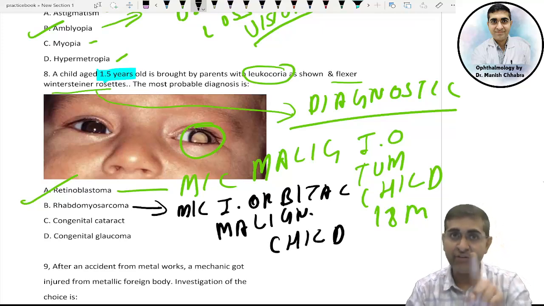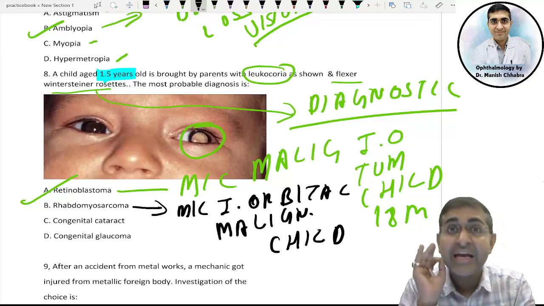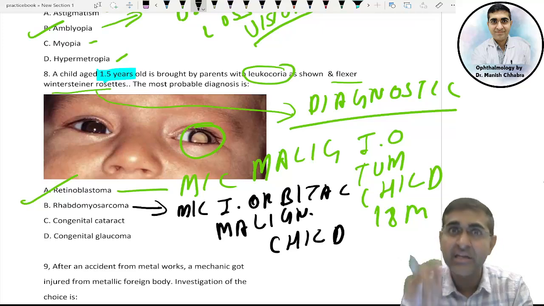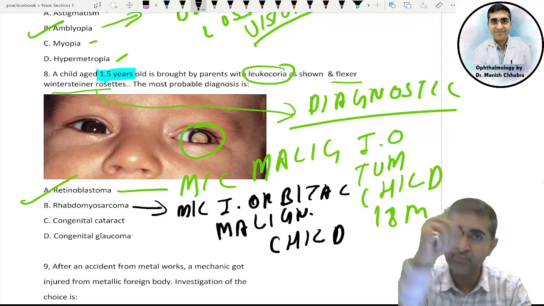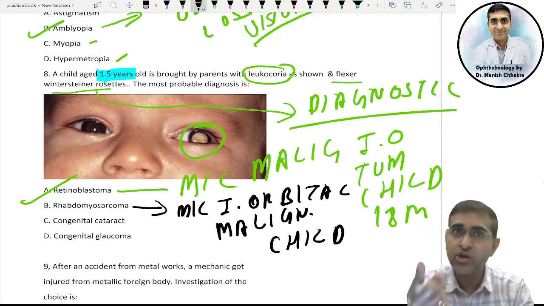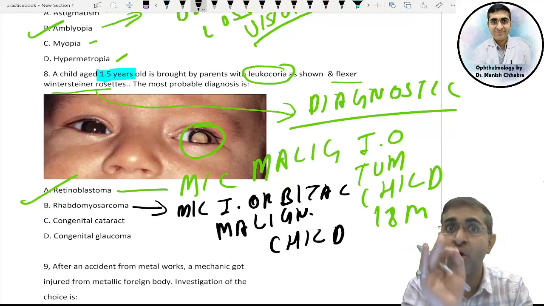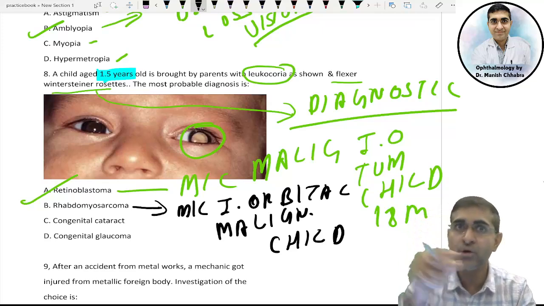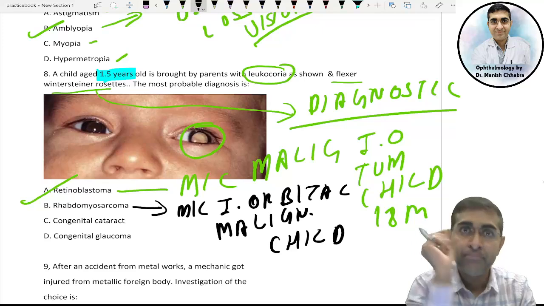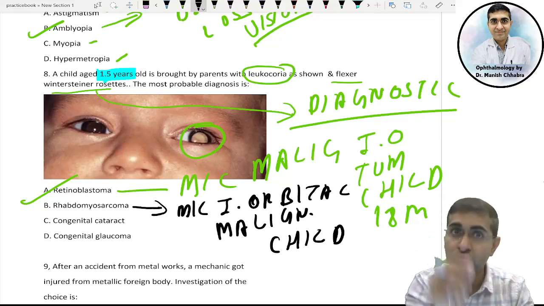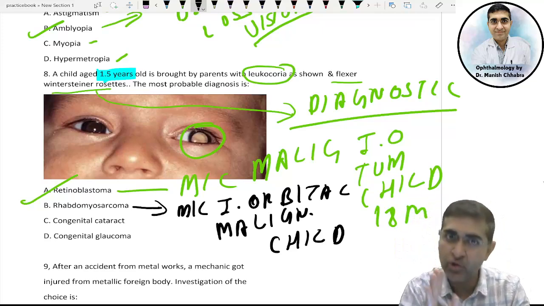Okay, buy one get three free. I am going to give you 3 more MCQs. Most common intraorbital benign tumor in children, what will it be? Dermoid cyst. Okay, one more down. Second, most common intraorbital malignant tumor in adults, it is non-Hodgkin's lymphoma. 2 more down. Okay, now last, most common benign intraorbital tumor in adults, capillary or cavernous hemangioma. I hope it is clear.